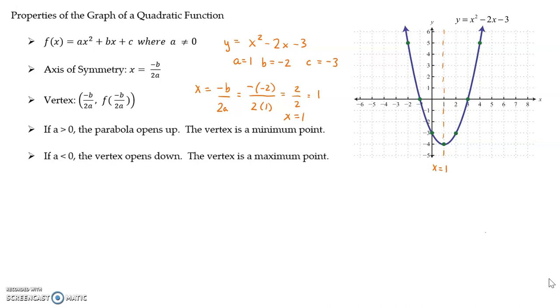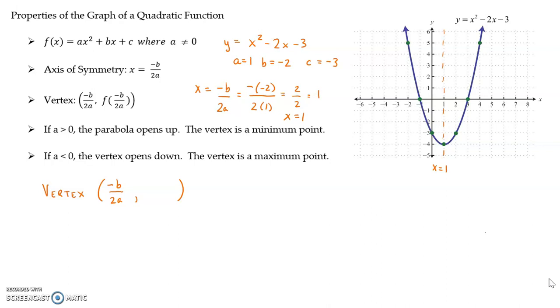Next formula we're going to take a look at is calculating the vertex. And for our formula here for the vertex, let's take a look at a couple properties. Our x value is that negative b over 2a, and we already calculated this from our axis of symmetry, right? The one thing that we'll want to make note of is that the vertex lies on the axis of symmetry, or you can think of it as the axis of symmetry is always going to cut through the vertex of your parabola.